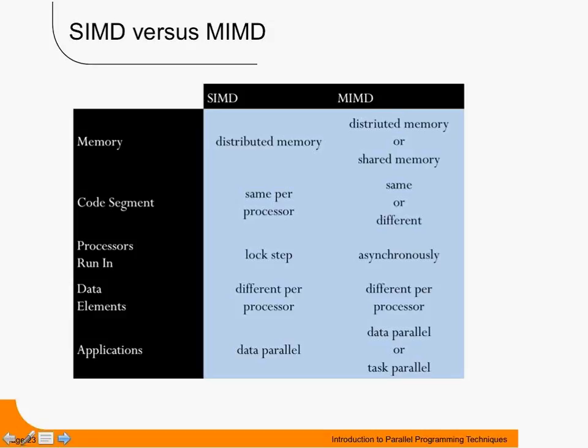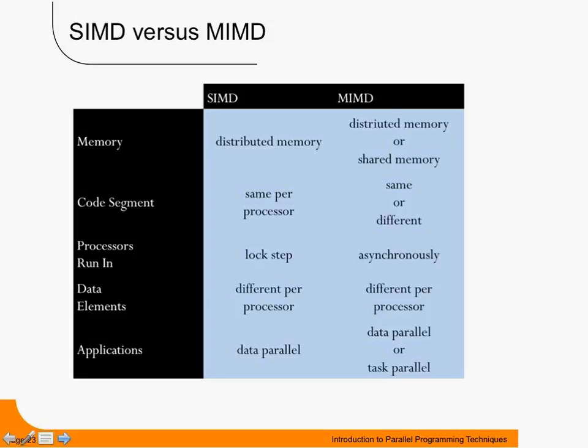SIMD works in lock step. Because all processors have to execute the same instruction at a given time period, they have to wait until they go to the next step. While in MIMD, a processor doesn't have to wait for another processor. It's different for each processor, because processor 1 operates on value 1, processor 2 operates on value 2, and so on. And MIMD is the same thing, it can operate on different data.